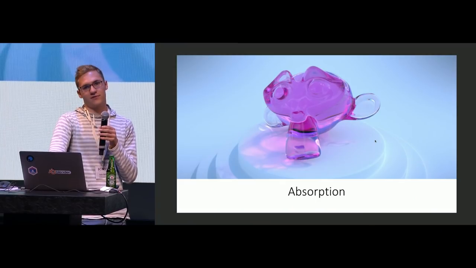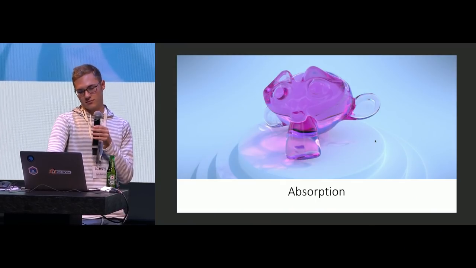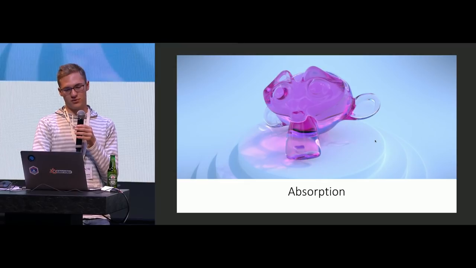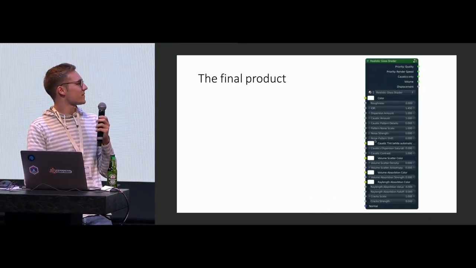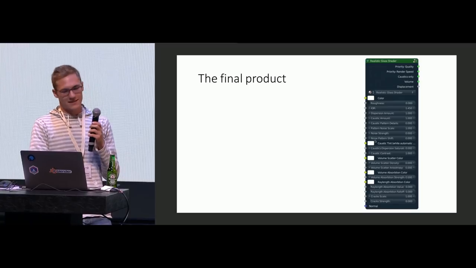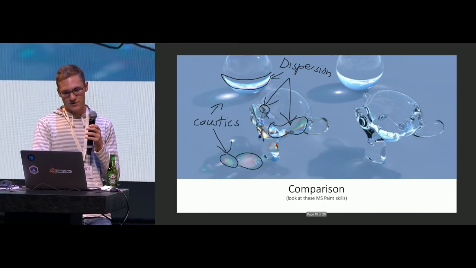Yeah, we got two methods, ray length and volume absorption. Ray length is a bit faster, but more noisy, and the other one is a bit more beautiful. And that's how the final shader looks. Many options here. And yeah, here's a comparison.